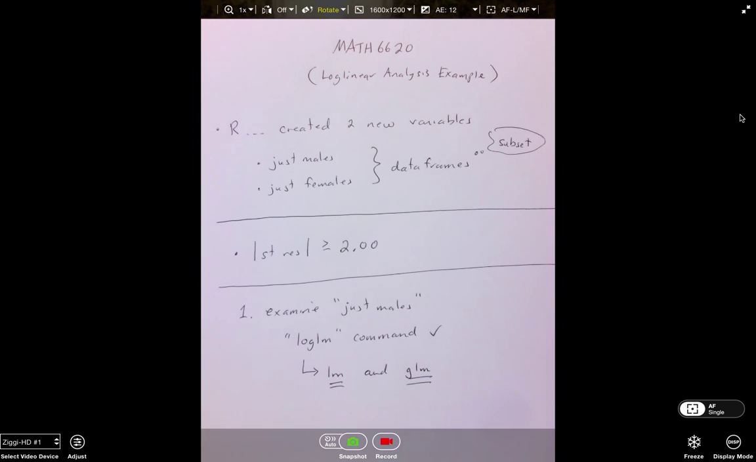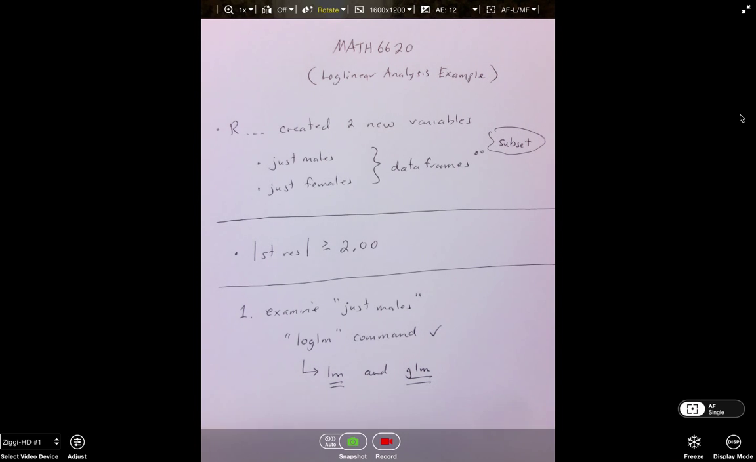Again, it's Math 6620. The purpose of this video is that we kind of set the stage for implementing a log linear analysis. Hopefully by now you know that we can re-express chi-square as a regression model via log linear analysis. And what we want to do now is look through an example and see how we actually carry one of these out.